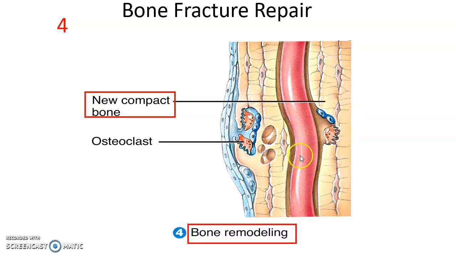Then finally, bone remodeling, so that the bone has the arrangement that we expect, compact bone on the outside, spongy bone on the inside, depending on where the fracture is, and a basically repaired bone ready to operate again. And that is it for this lecture.